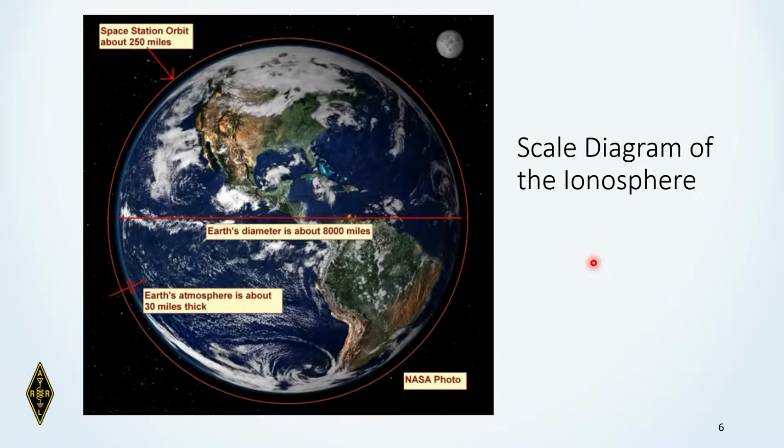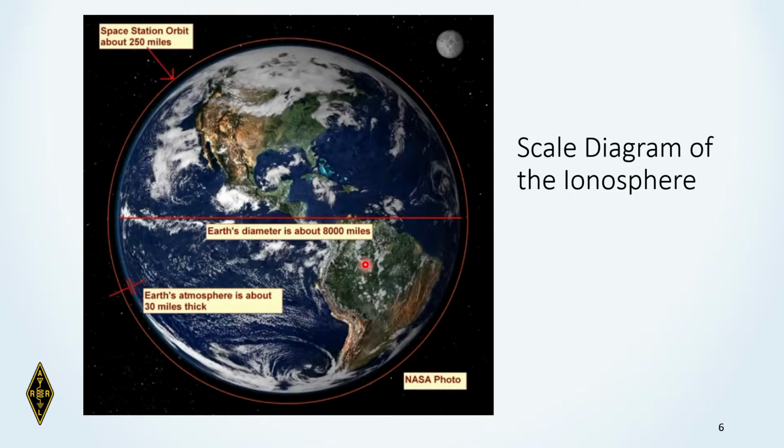So here's a scale diagram. I had a friend that brought a globe to a ham meeting, and he had stuck to that globe some playing cards, trying to demonstrate the relative thickness of the ionosphere as compared to the Earth. And that's shown pretty well in this diagram as well. Compared to the size of the Earth, it's pretty small, not up very high.